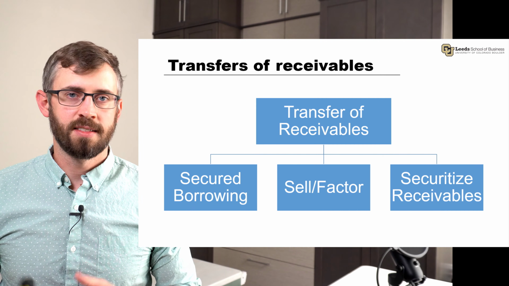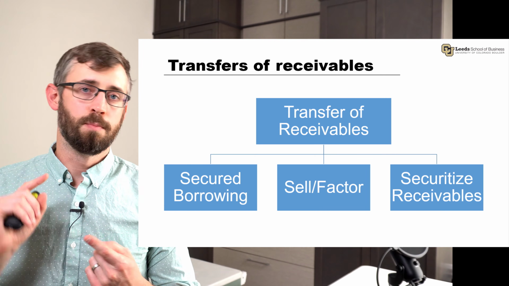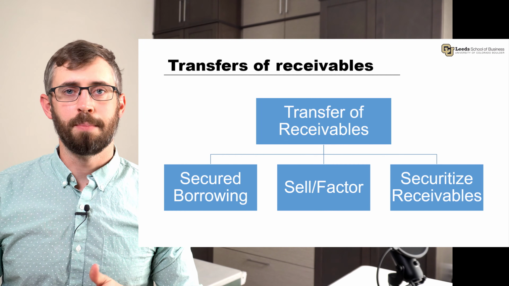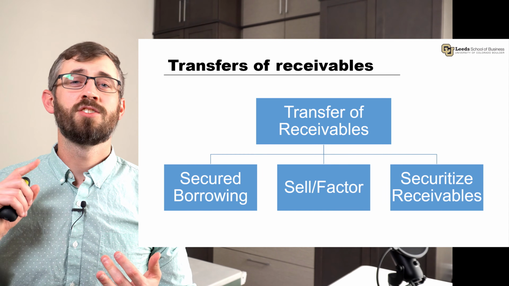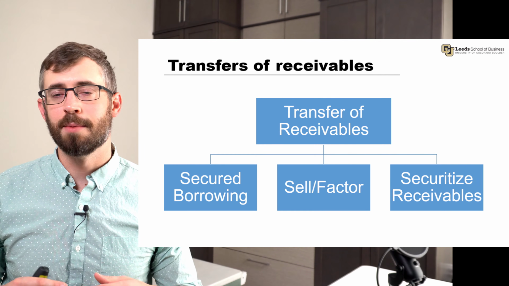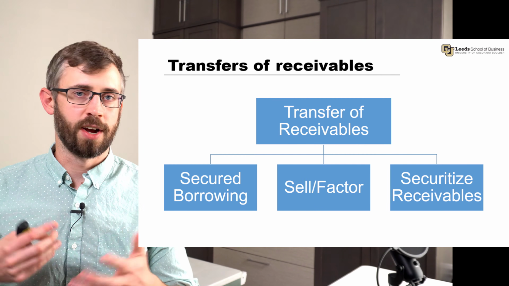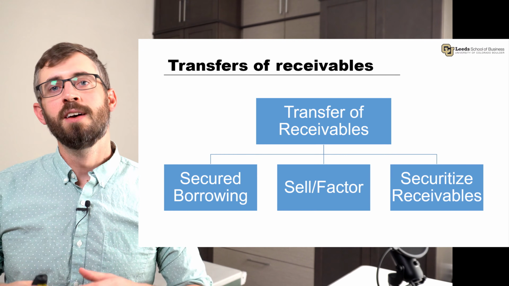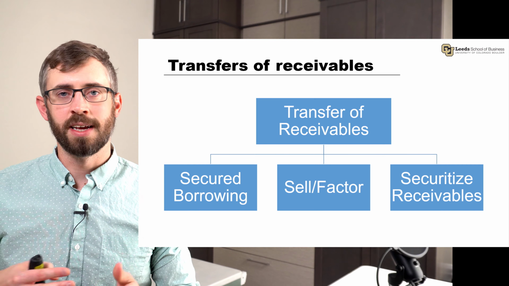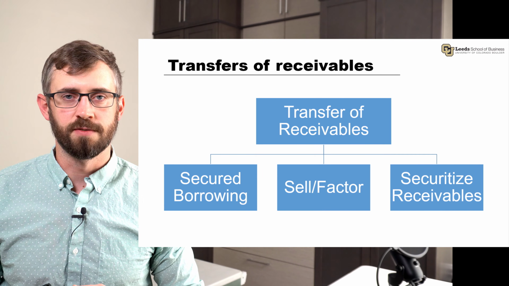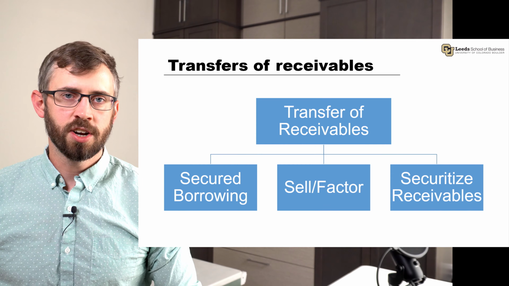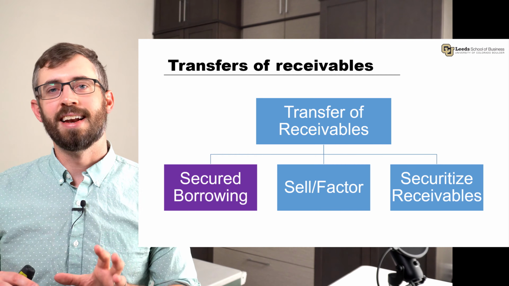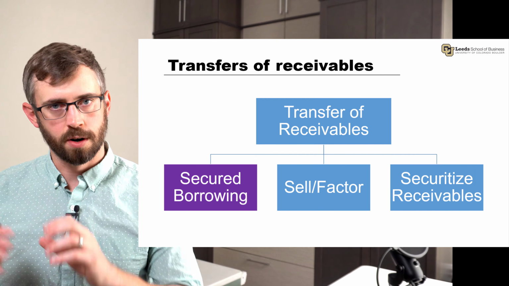So we're going to see three ways that a firm can transfer their receivables. They could borrow against them, using those receivables as collateral. They could sell those receivables, another word for that being factoring the receivables, or they could securitize the receivables. Securitizing them is basically turning them into something that could be traded on an open market. That's when a bank would take a whole bunch of mortgages, bundle them together, and sell those receivables to somebody that wants a nice steady cash flow, like a pension fund. We're going to spend the least time on securitizing receivables, but in this video, we will talk about the secured borrowing option. And then in class, we are going to cover the selling or factoring option.